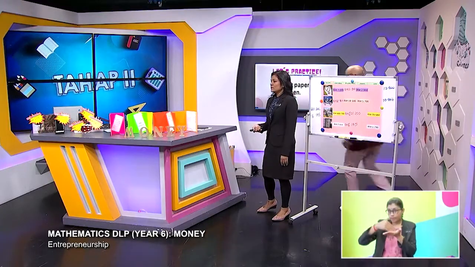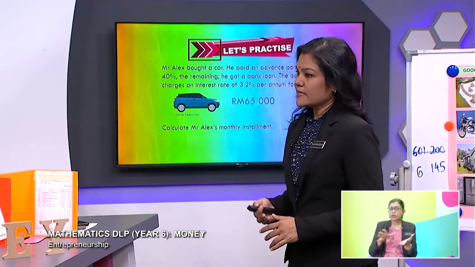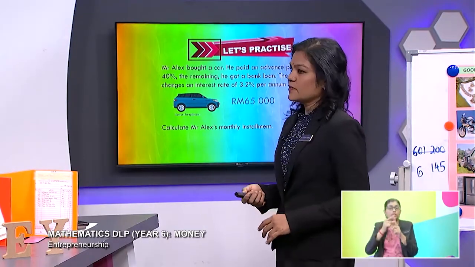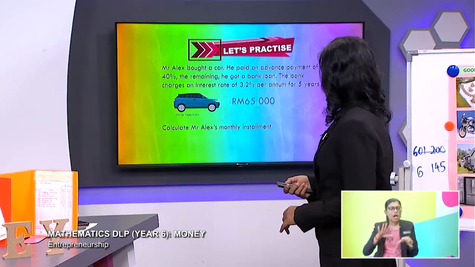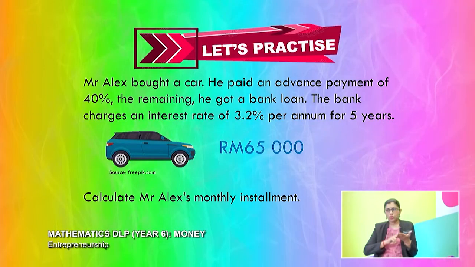Okay. So for further activities, after you learn all the terms, we are going to apply it in our daily life, right? So look at some example here. Mr. Alex bought a car. He paid an advance payment of 40% for that car, and for the remaining he got a bank loan. This is what usually people do to get a car. Kids, you must know this. The bank charges an interest rate of 3.2%.